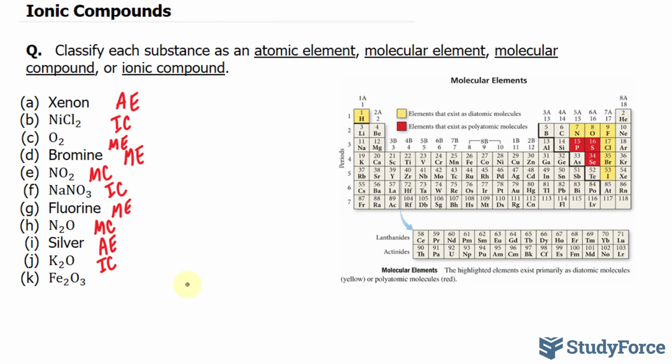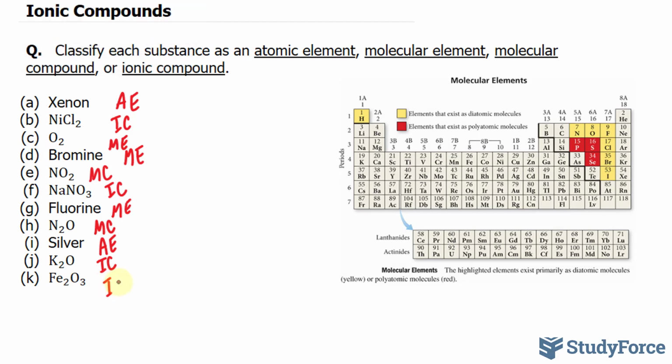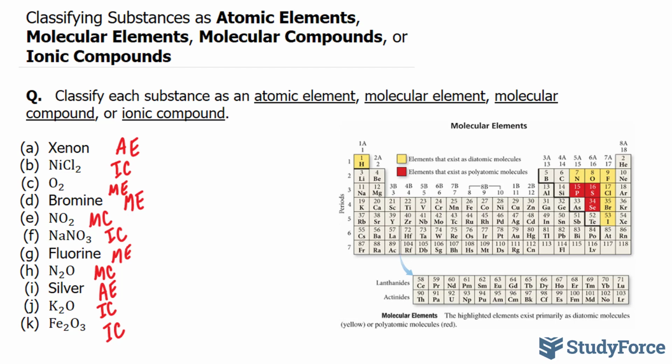And lastly, in question K, we have iron 3 oxide. We have a metal with a nonmetal, therefore this is an ionic compound. And there you have it, 11 examples on how to classify substances.